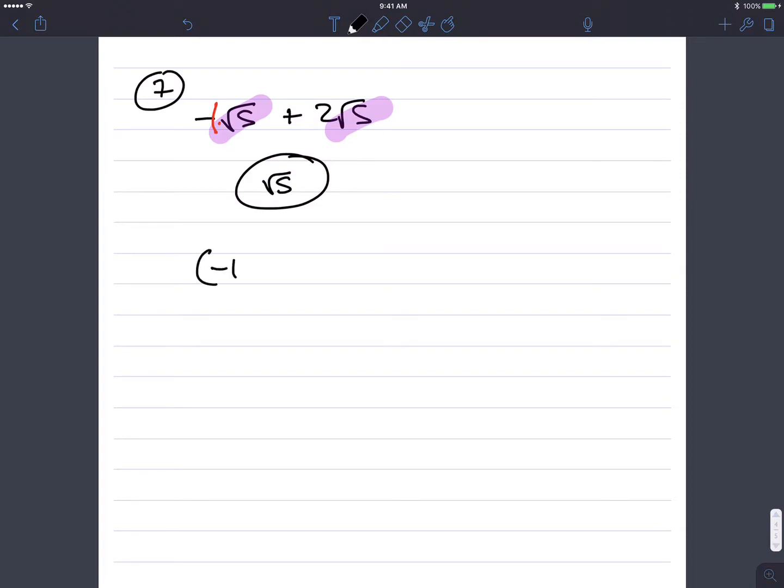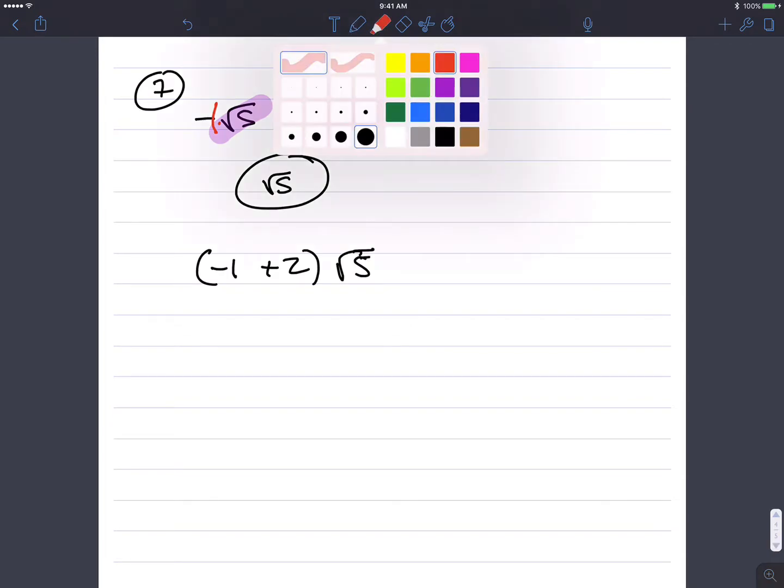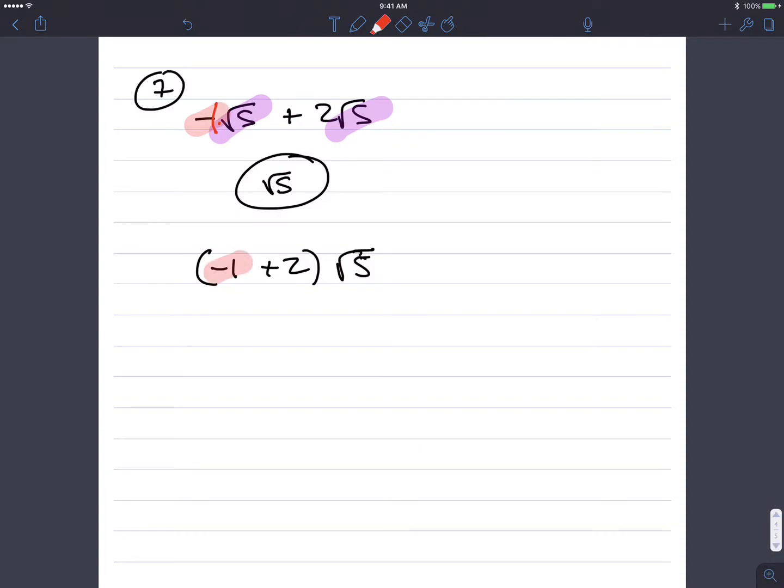If I use the distributive property, which is happening as well, that's really under the hood, I'm going to take the negative 1 constant and I'm going to add it with 2. So negative 1 plus 2 will give me positive 1 times that square root of 5, or just simply square root of 5. So there's two ways we can look at this. We can look at it by adding our apples, or we can actually use the distributive property, which gives us the same answer. And we're done.